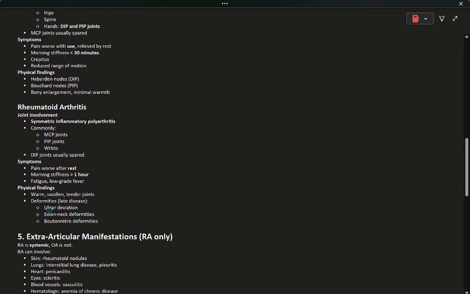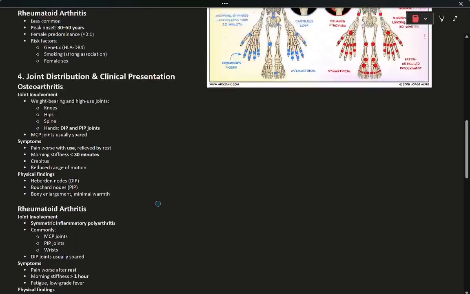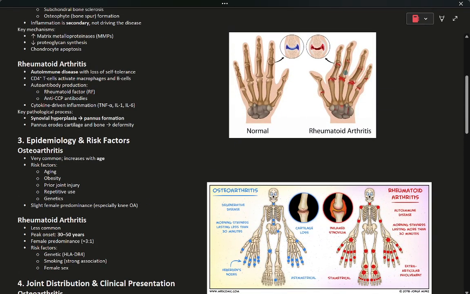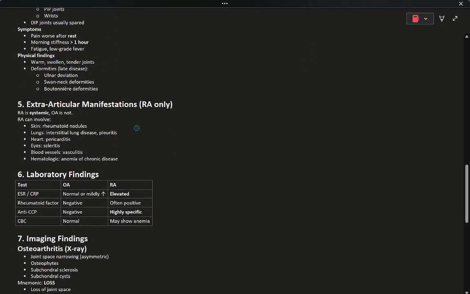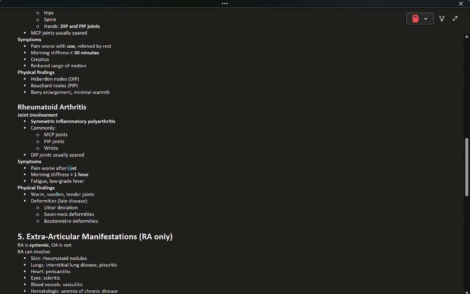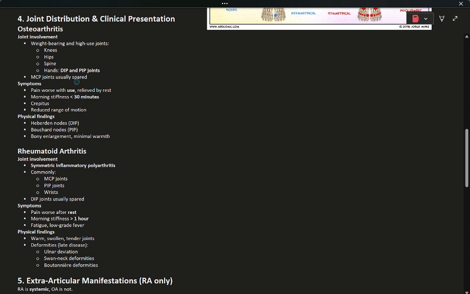And then for deformities, they can involve ulnar deviation, swan neck deformities, and boutonniere deformities. This will occur in later stages of the disease. And the ulnar deviation can be shown over here as the fingers or the digits are deviating more towards the ulnar side rather than the radial side. So, those are some ways to distinguish rheumatoid arthritis from osteoarthritis.